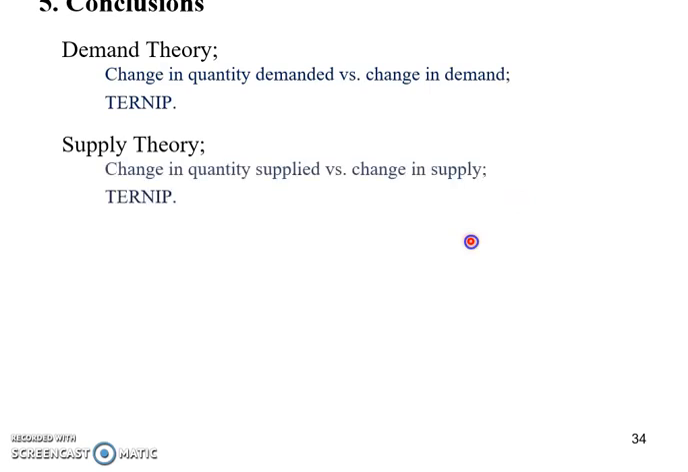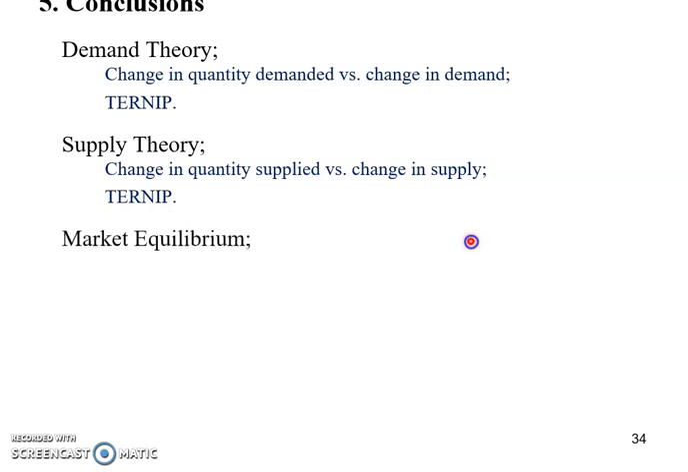You find that we start with the demand theory. We talk about the difference between changing quantity demanded and changing demand, and we said the key is TURLIP. If you have a solid understanding of the TURLIP, then it will be just a piece of cake to tell the difference between these two. And then we talk about the supply theory. Again, it's the same thing. Using the TURLIP, you can figure out the difference between change in quantity supplied and the change in supply.